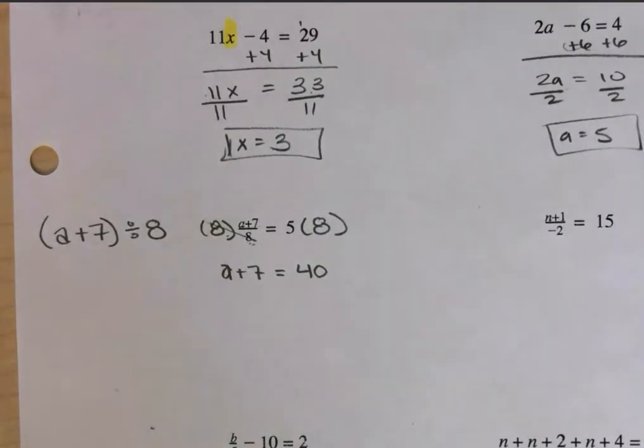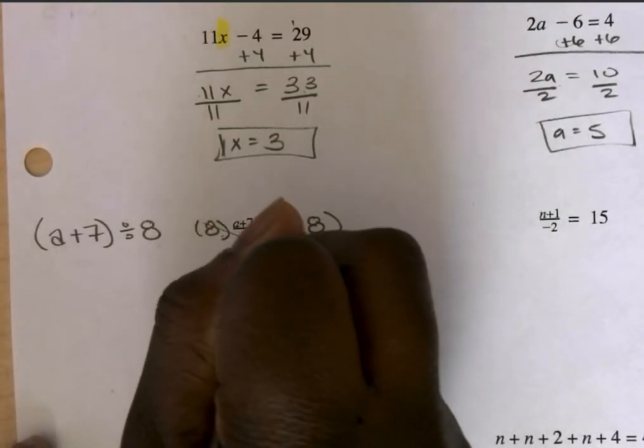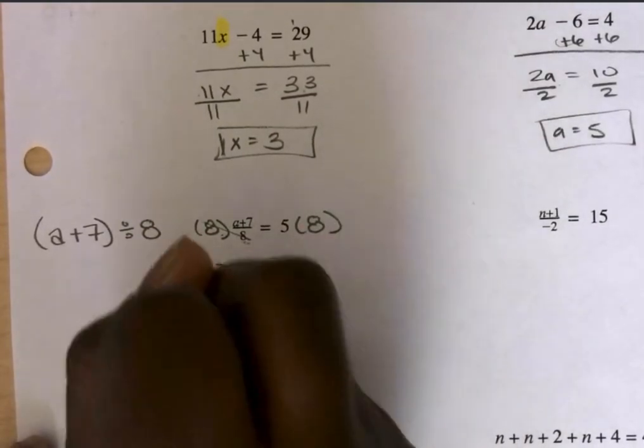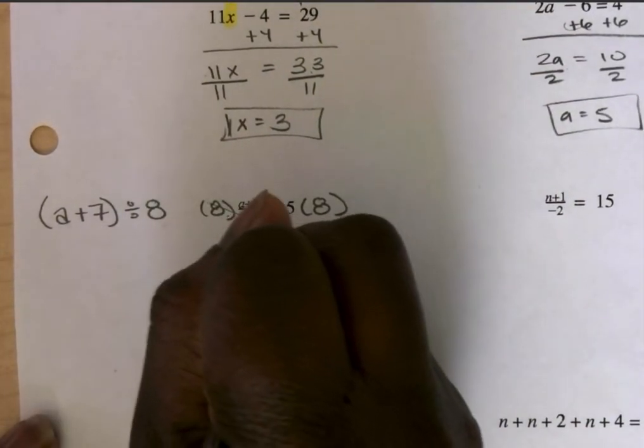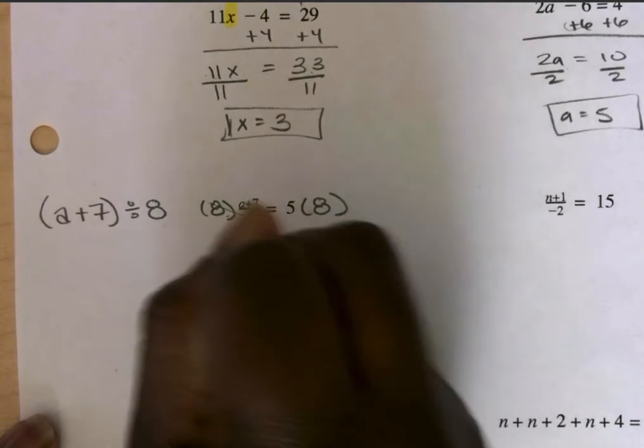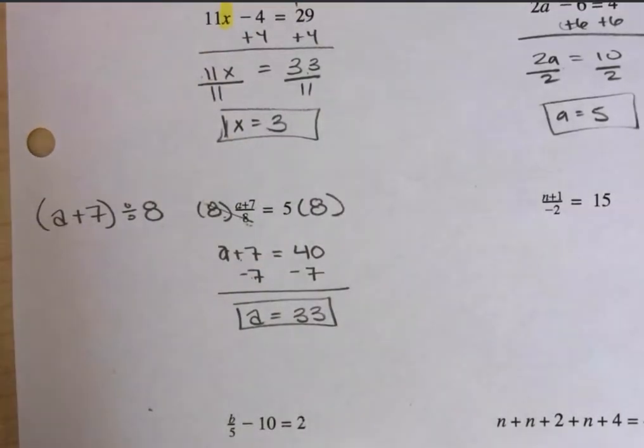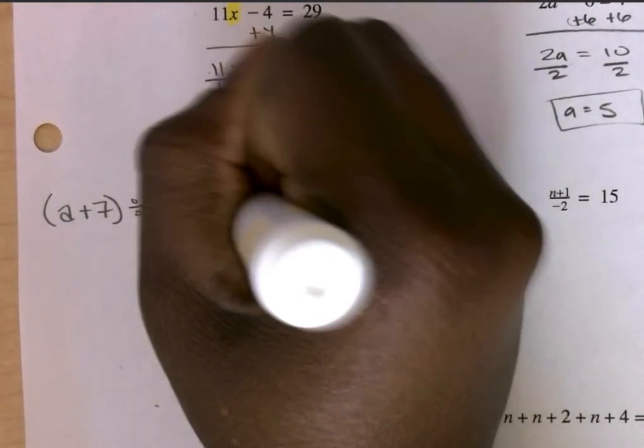Okay. So now that I have a plus 7 is equal to 40, I'm going to subtract 7. Since I'm adding 7, I'm doing the opposite. So I have a is equal to 33. Because remember, the goal is I want this a by itself.